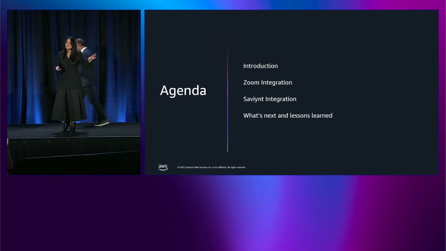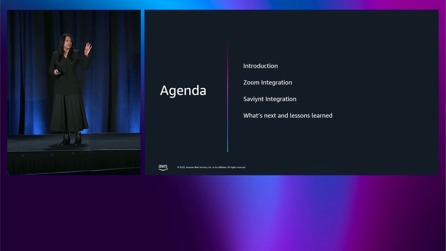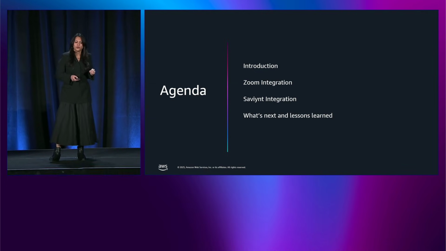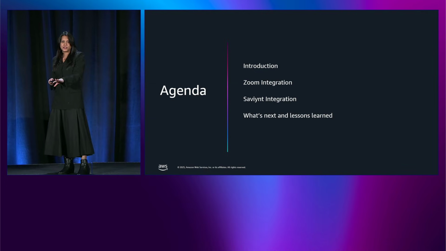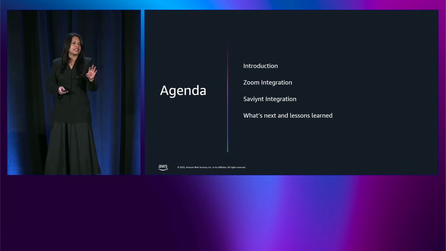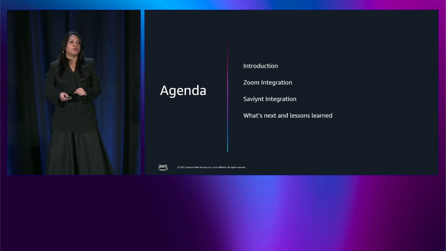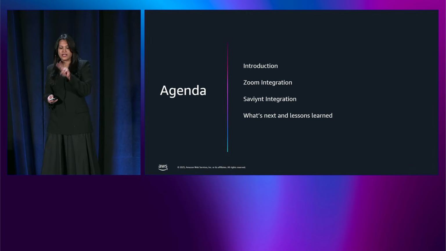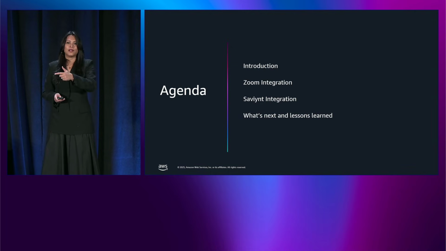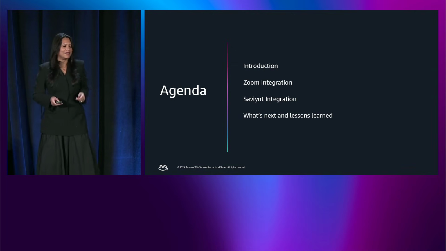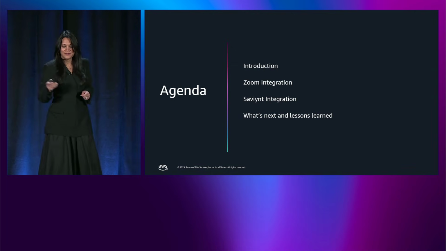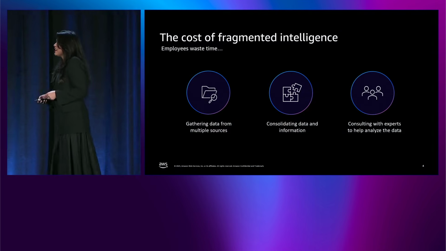With that, let's get started. Quick agenda. A quick introduction about Amazon Quick Suite focused on specific features for your SaaS application. Then we will talk about two different SaaS application integration, Zoom and Savient with Amazon Quick Suite. Finally, next step and call to action.